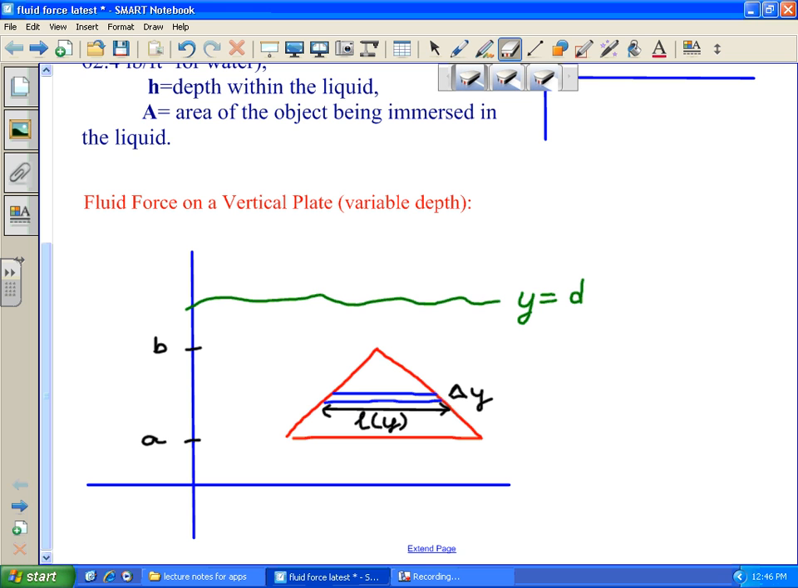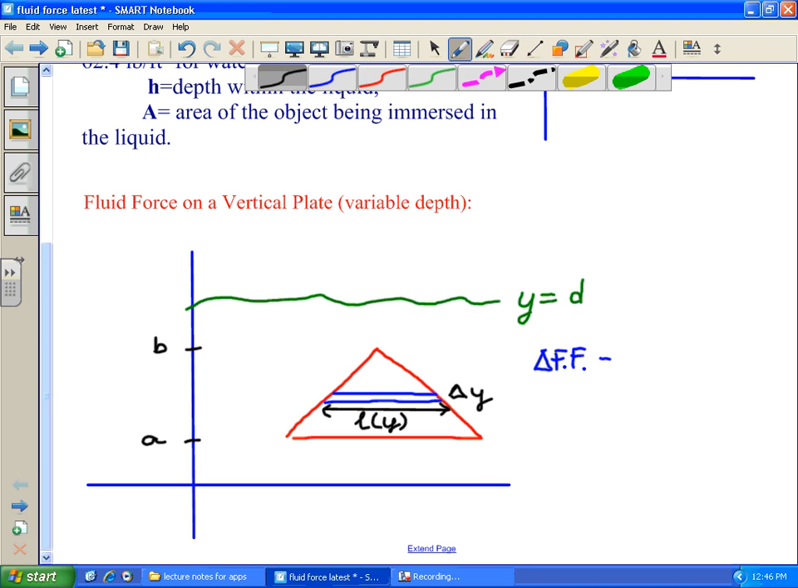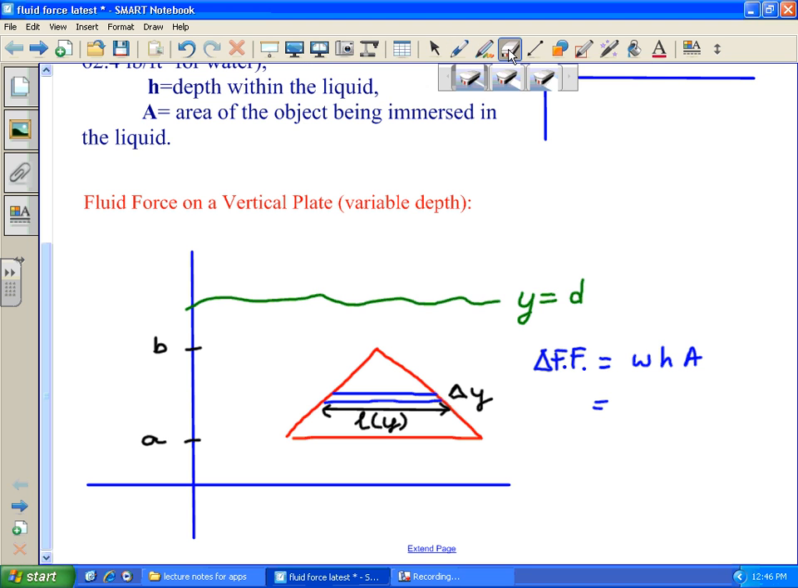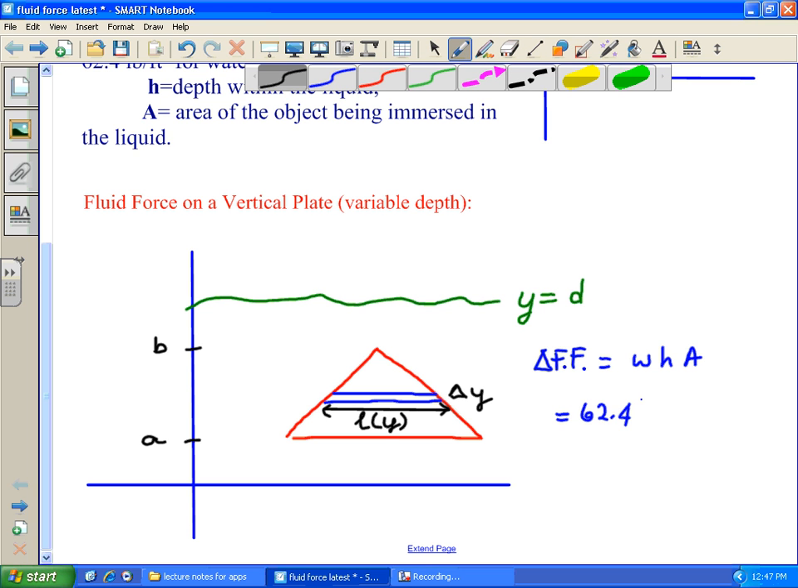So now just for that thin rectangle, what is the fluid force, which I call delta FF, delta fluid force, meaning fluid force on the thin representative unit. We just know the formula is WHA. W, once again, let's assume it's 62.4. H is the depth. What really matters is how much water is above that rectangle. Think of a diver. It doesn't matter how much water is below the diver. What matters is how much water is above the diver that's exerting that pressure.